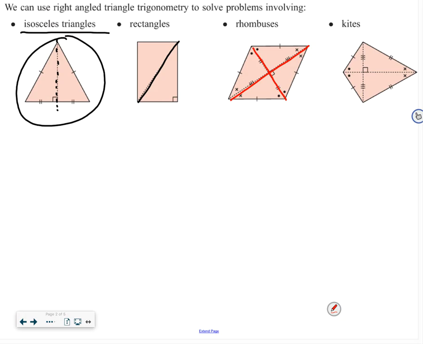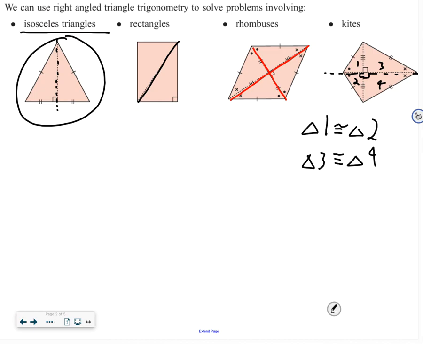Kites are made of two different pairs of congruent triangles. Again, it's a reflection across this dotted line, where we can see this right triangle 1 is congruent to triangle 2, and we can write that out. Triangle 1 is congruent to triangle 2, and then we have triangles 3 and 4, and triangle 3 is congruent to triangle 4. Our right angles are at the intersection of those diagonals.